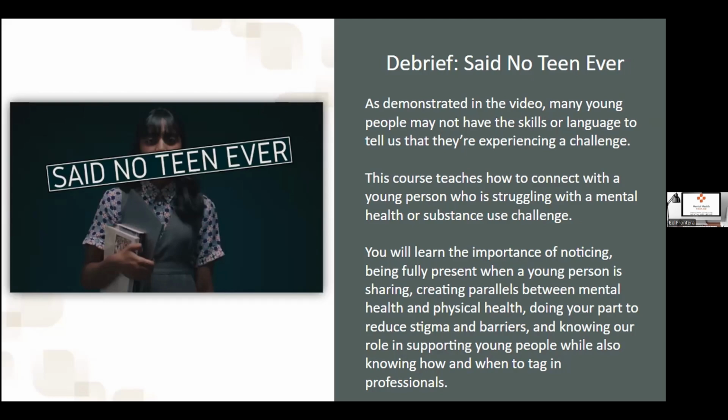Another tool that you will learn in this course is the ALGEE Action Plan. The ALGEE Action Plan was developed as a tool for first aiders to recognize and respond to a young person experiencing a mental health or substance use challenge. Using the action plan helps first aiders have supportive conversations with young people and serve as a vital link to early intervention.